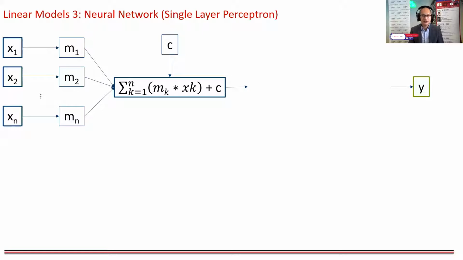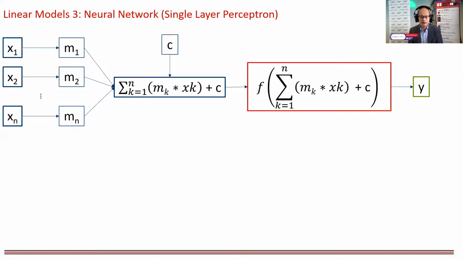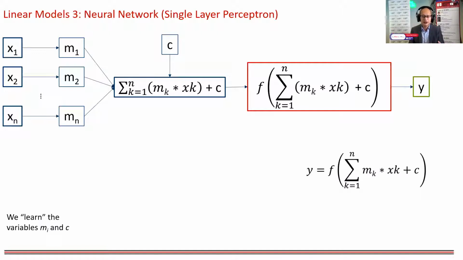So what this single layer perceptron does is, in the middle of this, we have what they call the non-linear activation function. I will speak a little bit more on what this non-linear activation function is very shortly. But what we have is that we are also learning the variables of m and the variables of c as well. So what does this non-linear activation function mean? Let's illustrate that with a simple example.